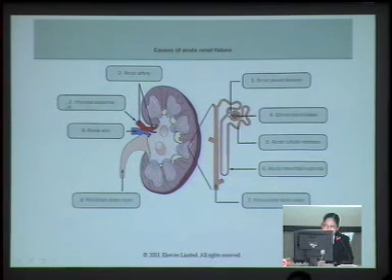Or pre-renal, meaning that whatever caused the low blood flow to the kidney or poor kidney perfusion, it can cause kidney failure. There are multiple etiologies, and that's one of the most common.